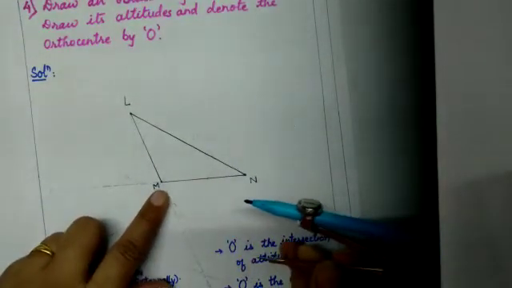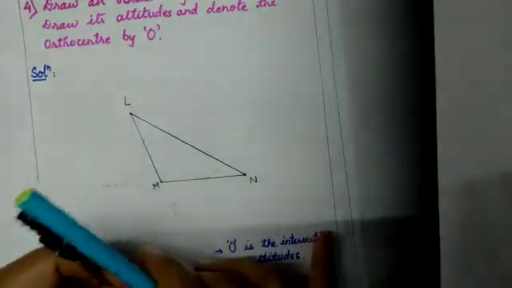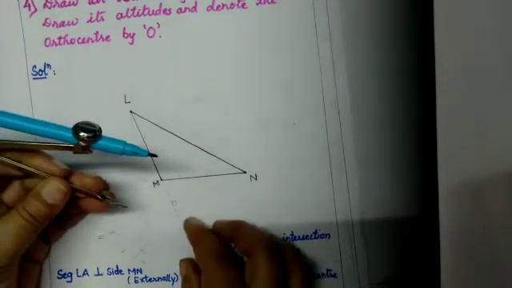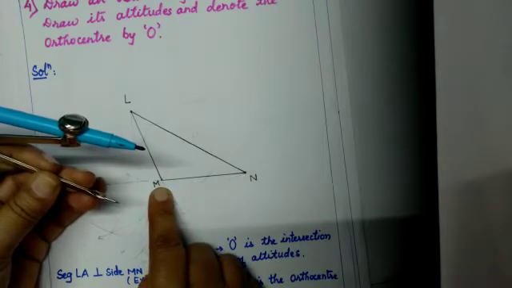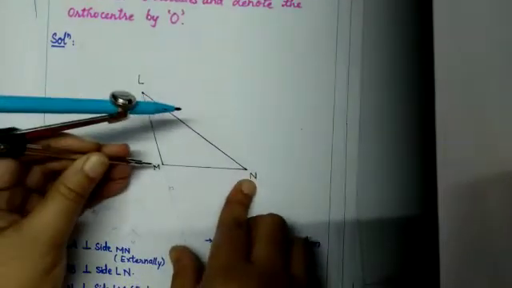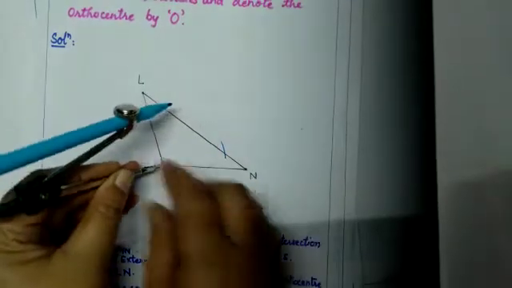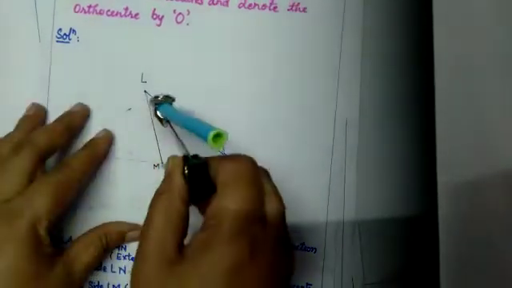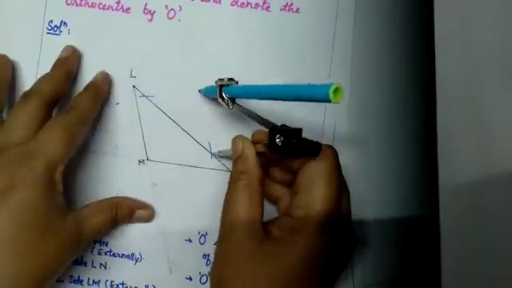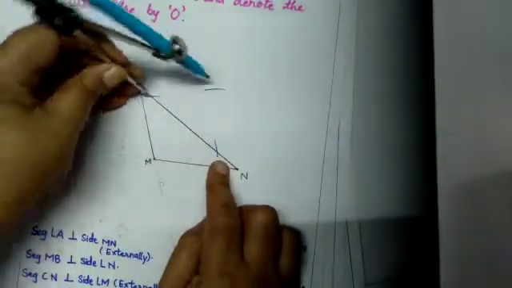So first of all, we will take the vertex M and we will draw altitude of it. Now what do you mean by altitude? Altitude means a perpendicular segment drawn from a vertex of a triangle to its opposite side. So from M towards side LN. So let us draw now. Here we will draw two arcs on side LN towards this side, and now we will draw one intersection arc from this arc and also from this arc.